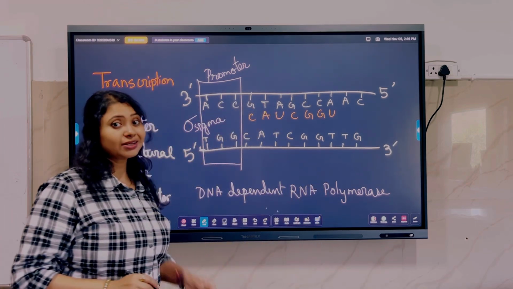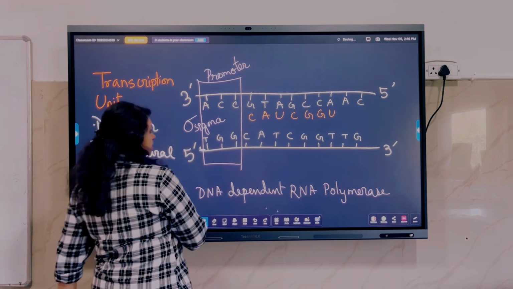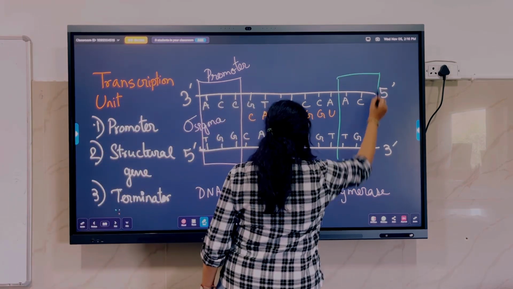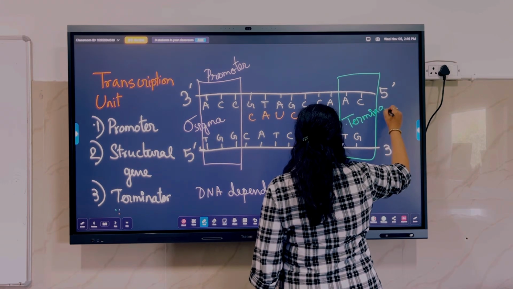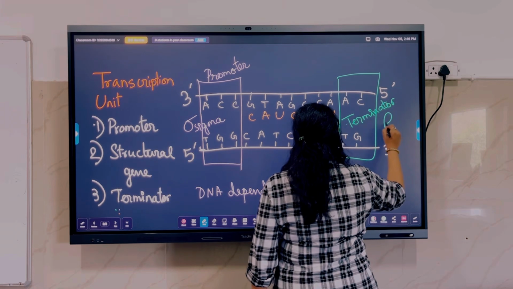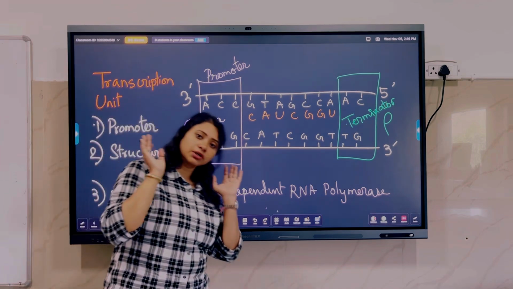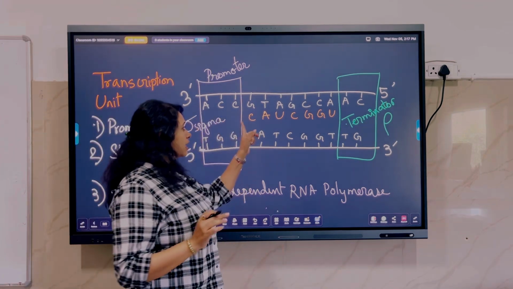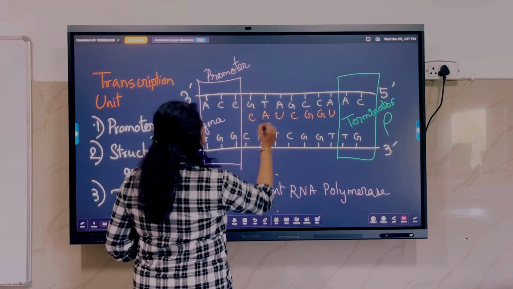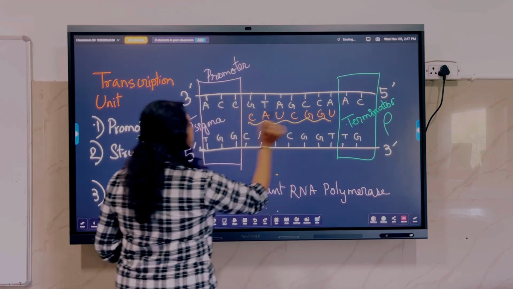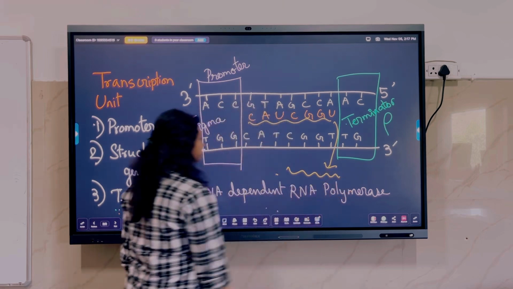Now it has to stop in a specific region. Where does it have to stop? There is a specific region called the terminator. Once the enzyme reaches the terminator region, there is a factor called the rho factor, and when it is attached to the enzyme, the enzyme stops and becomes inactive, and the mRNA which is produced is completely separated from this strand. So now we have our mRNA here, completely separated, a new strand.